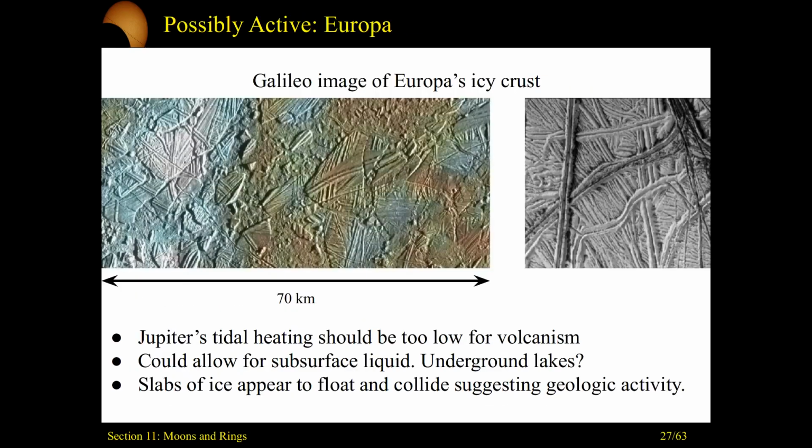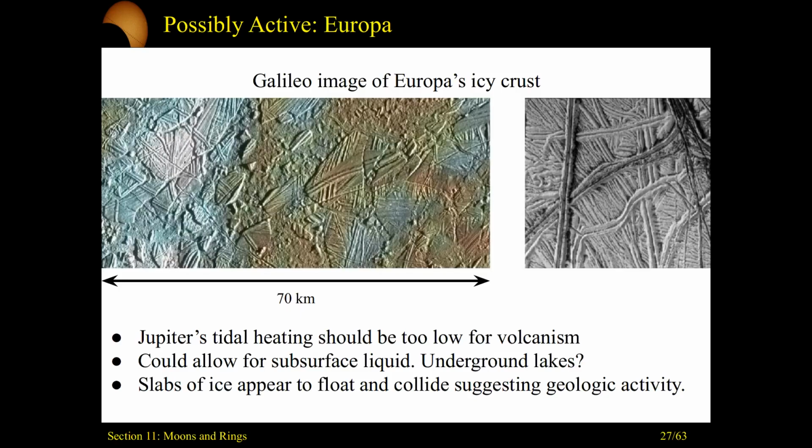Switching to the possibly active ones, we've got our first one, Europa, which is by far my favorite moon. And what we mean by possibly active is that we look at pictures of the surface. Here's an image from the Galileo spacecraft, about 70 kilometers wide here. And you see these ice slabs. And it looks like they might be able to slide around on top of each other. That's kind of the pictures you're seeing here. Are these slabs of ice actually sliding around? Can't say definitively, and this is what we mean by the possibly actives.